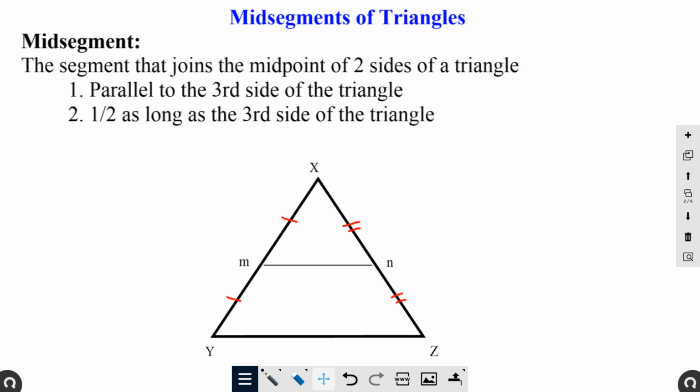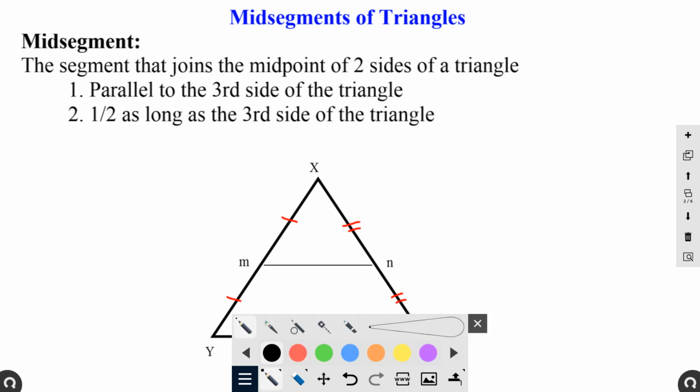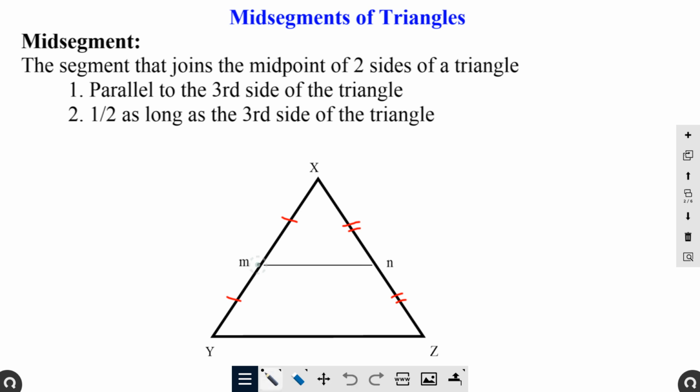So if it's a midpoint, it hits exactly in the middle. So the middle of this side is M, and the middle of this side is N. And we draw that segment from M to N. So MN, that line or segment, is the mid-segment. And there are two things that are true when you have a mid-segment.